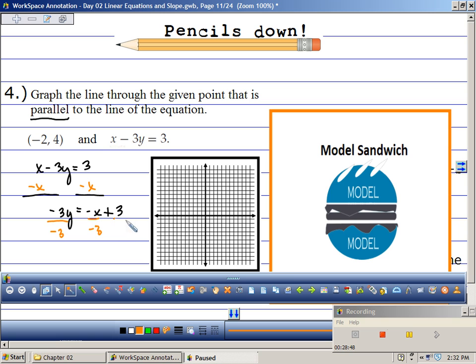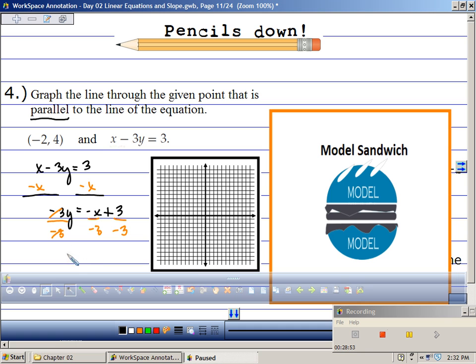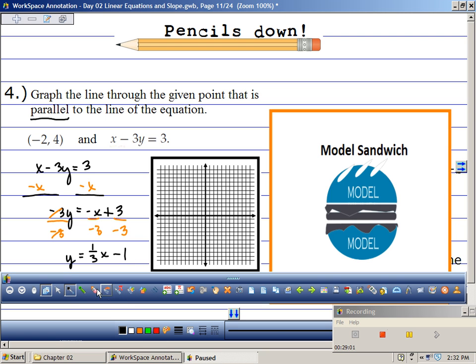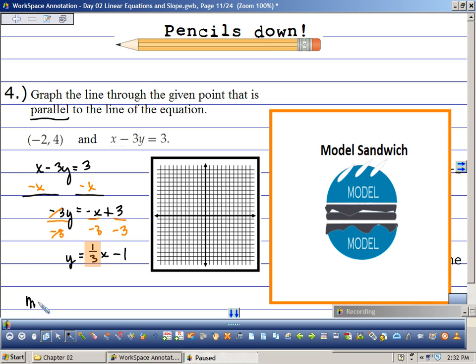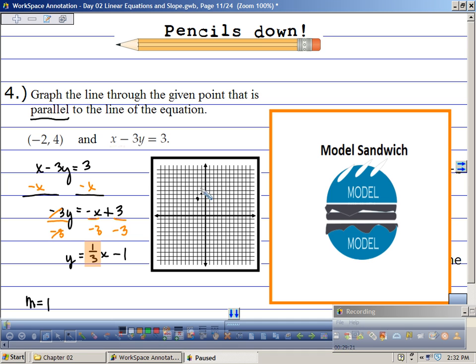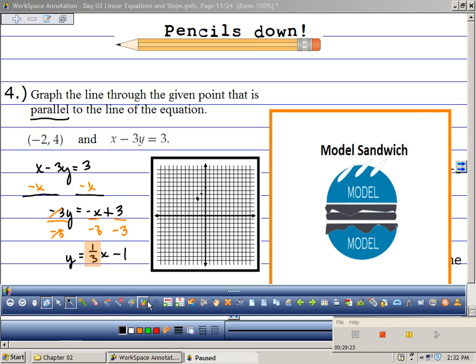Yeah. I'm going to divide everything by -3. Y equals 1/3 x minus 1. So now I can see my slope. My slope is 1/3. So now that I know my slope, I can graph this new line. -2, 4, 1, 2, 3, 4, it looks like right there, and my slope is 1. Up 1 over 1, up 1 over 1.